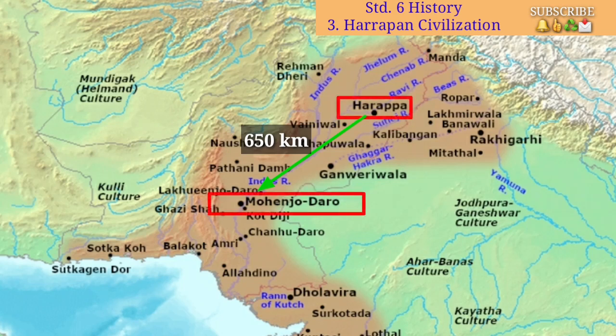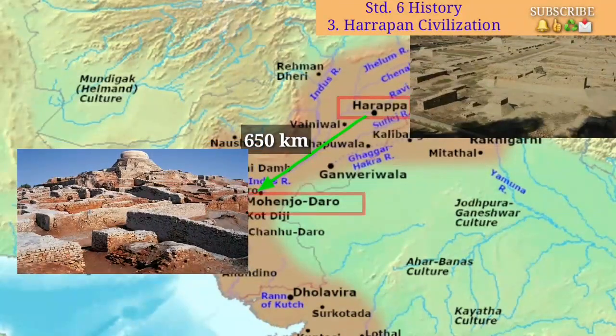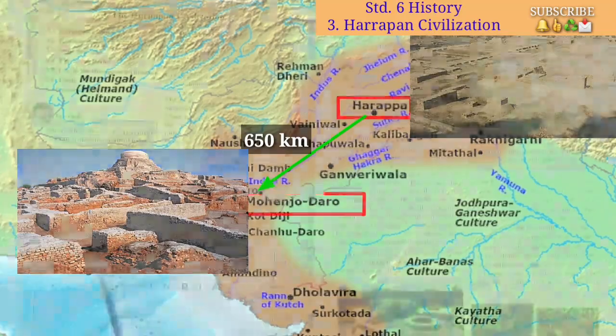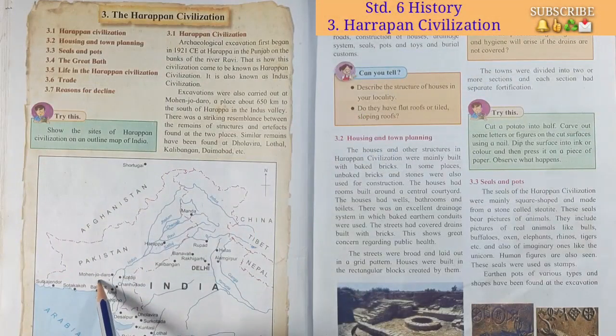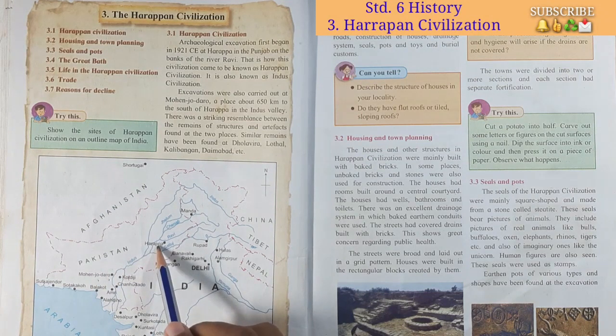Here we see two sites, one is Harappa and the second one is Mohenjo-daro. And what's surprising is that we find similarities in the remains found at both places, Harappa and Mohenjo-daro. Here we can see resemblance, similarity of the remains of structures of houses, structures of cities, artifacts.